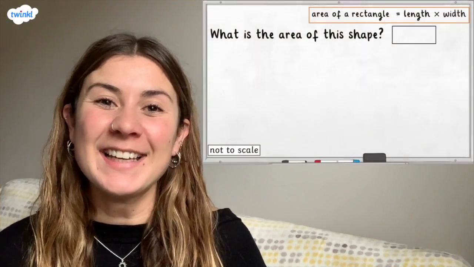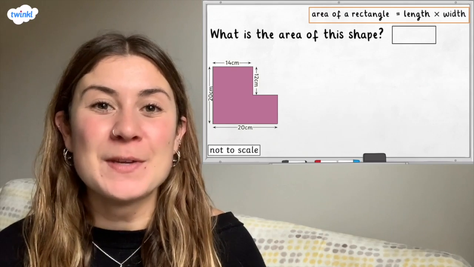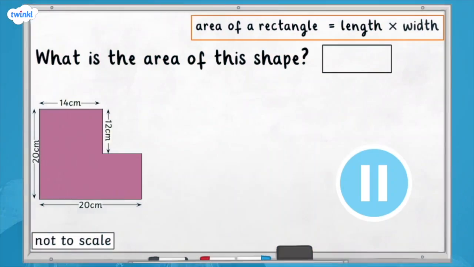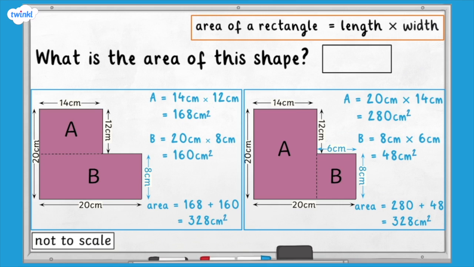Pause here to calculate the area of this compound shape. You might need to work out a missing measurement first. You could have divided the shape in different ways. Here are 2 ways that you could have used. Which one did you use? Well done if you got the right answer.